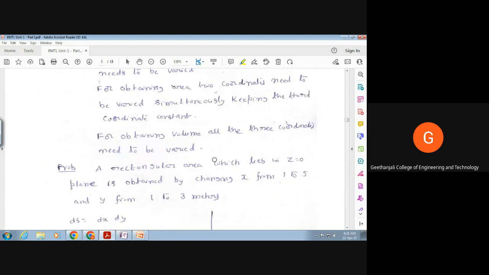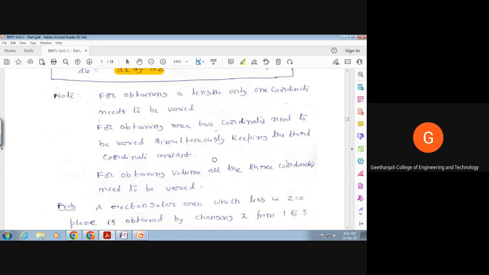So now, how to make use of these equations? That is more important.